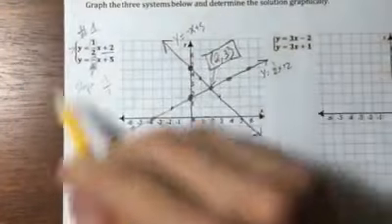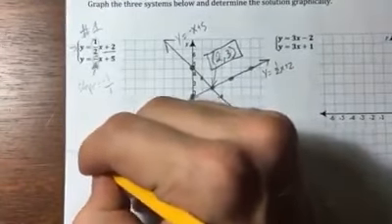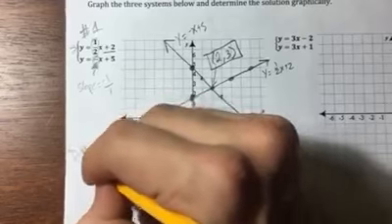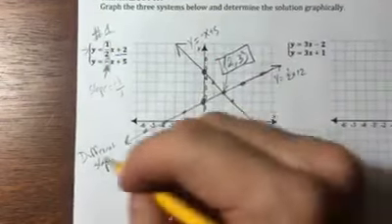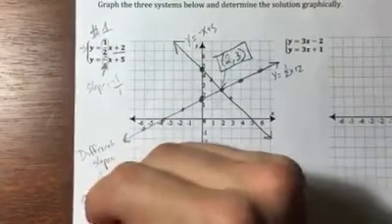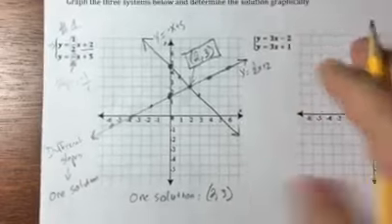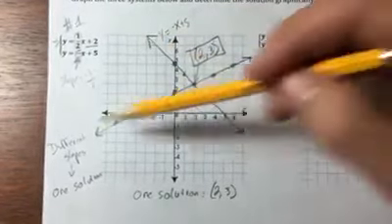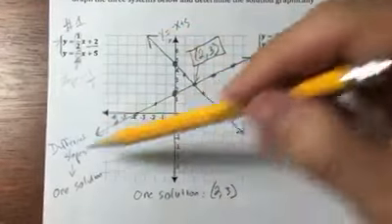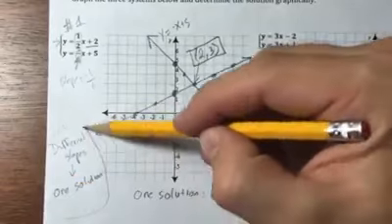Now the big piece that I want to point out here is that when we had different slopes, this slope was 1/2, this slope was negative 1. This led to one solution. Whenever we have different slopes, so this line and this line were going in a different direction, eventually they're going to cross. So every time we have a different slope, we're going to have one solution.